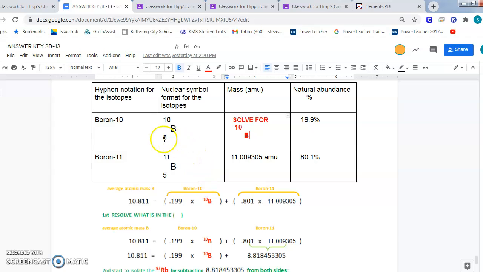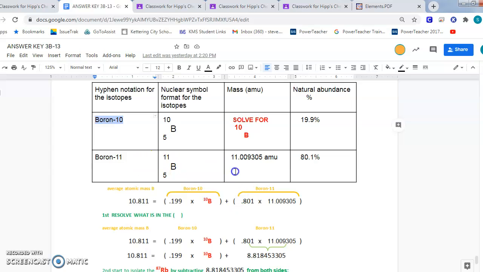Now you're like, well, do we need to put the B in nuclear symbol format? No, in this equation you don't need the nuclear symbol format. 10 as a superscript with a B after it is a shorthand way of writing that, in case you're confused by what that is. This is not intended to be the nuclear symbol format. It's just a shorter way of writing B10.